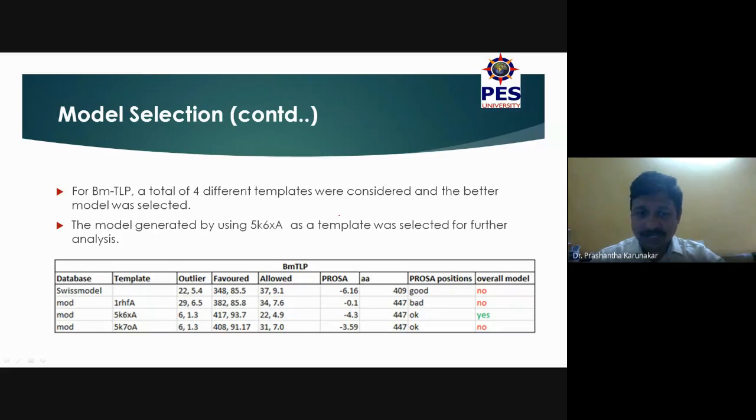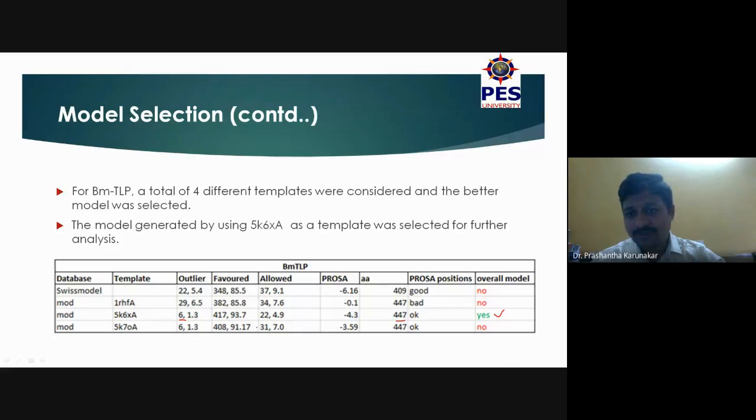BMTLP is another protein, which is a big protein, 447 amino acids. Then again, different servers like Swiss-Model or Modeller were looked into. Then we got full protein covered, 447 amino acids, and a good ProSA score, and a small number of residues in the outlier in the Ramachandran plot. Then we decided, okay, we have found the template, or we have found the structure for this.